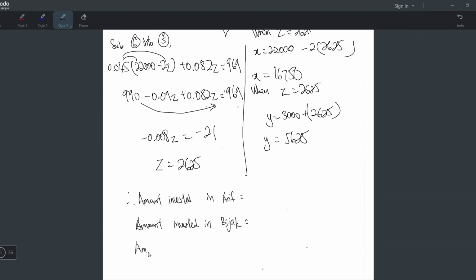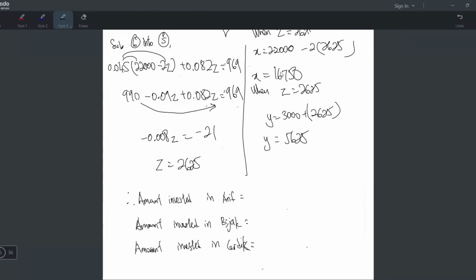And then this one is amount invested in Cerdik. Yeah, because do you remember at first we look at the last baris and see what the question asked to find, right? And then we make that the X, Y, Z. So sekarang kita sudah dapat X, Y, Z. So itulah jawapan you. So you tukar balik jadi apa yang X, Y, Z represents lah.